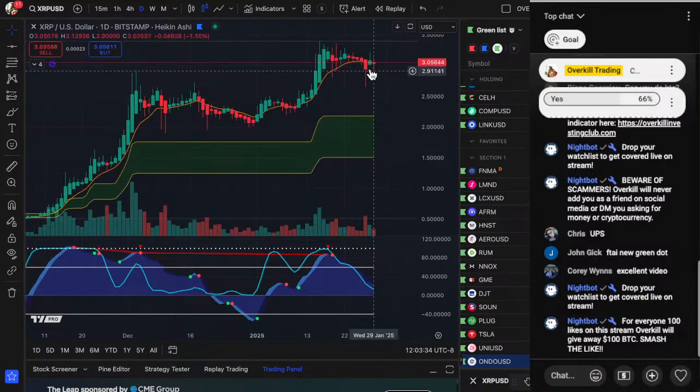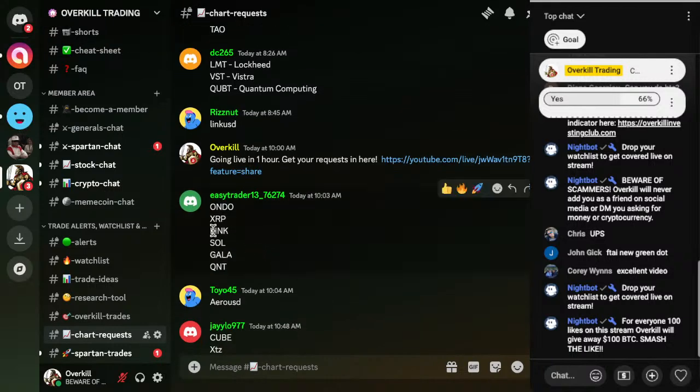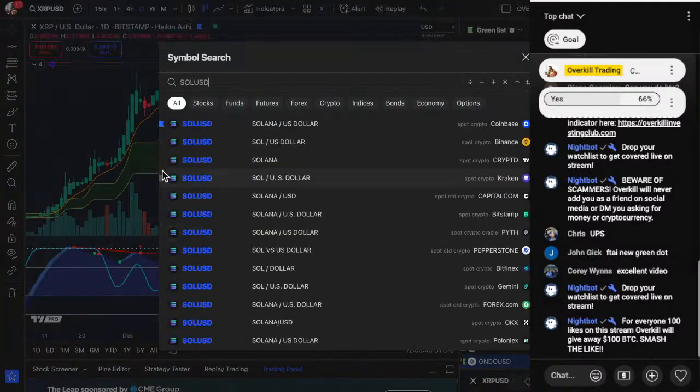I personally would be selling some XRP here if I owned it. I'd sell 25, 50, even the whole position, depending on how I felt about it. But I do not own any XRP at the moment. Link, we covered. We got Solana.